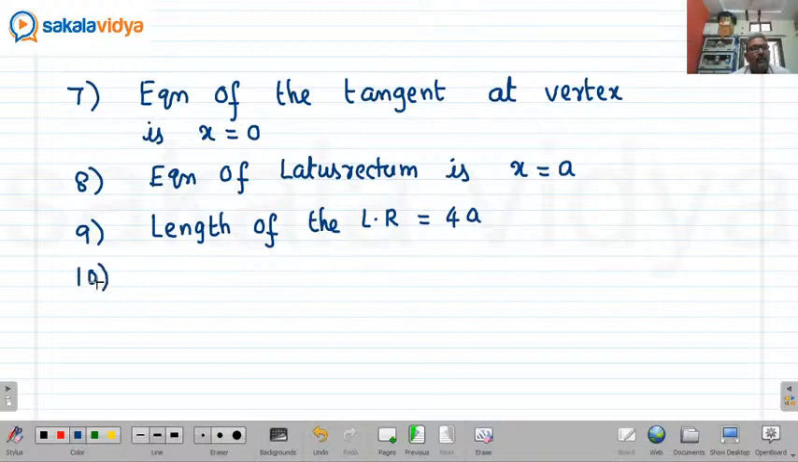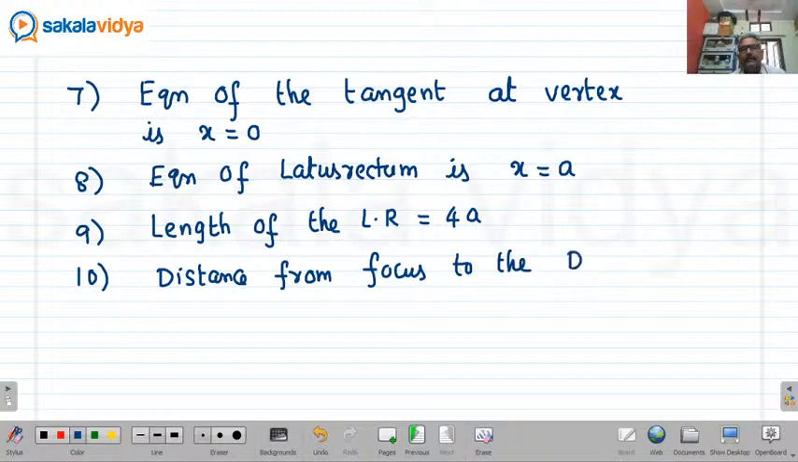Next, the tenth one. These are 10 points we need to remember. The distance from the focus to the directrix, SZ, is equal to 2a. So these 10 concepts we need to remember.